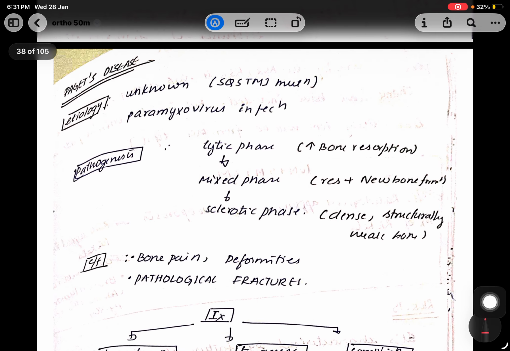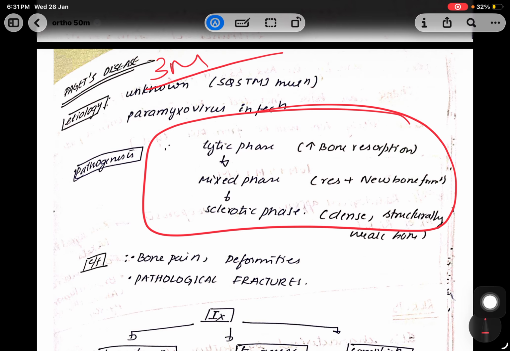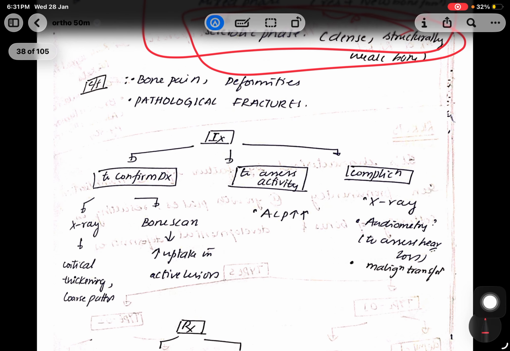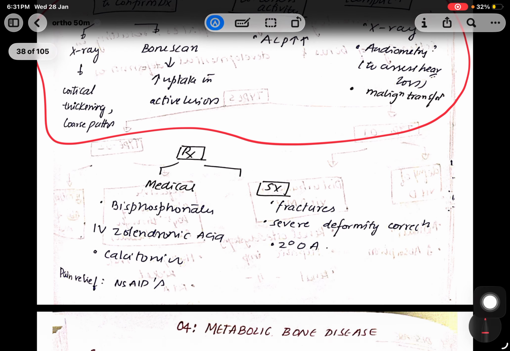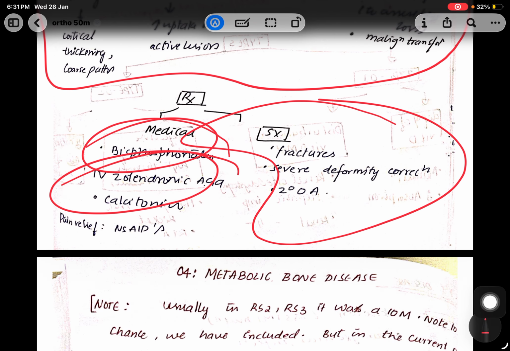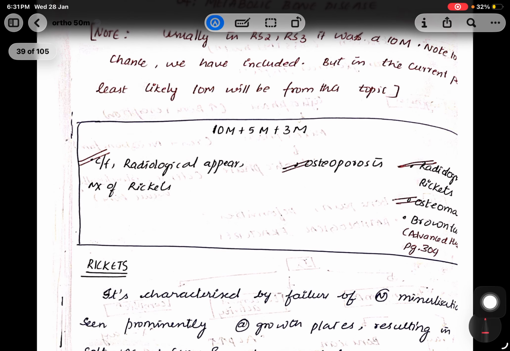Okay. Then coming to Paget's disease, it can possibly come for a 3-marker. These are the phases: lytic, that is when the bone is getting lysed, then it comes into both forming and lysed, then at the end it goes to formation. Again, these are the investigations, the same thing. For treatment, you go with bisphosphonate and IV zoledronic acid, and if you want, you can go with surgery.